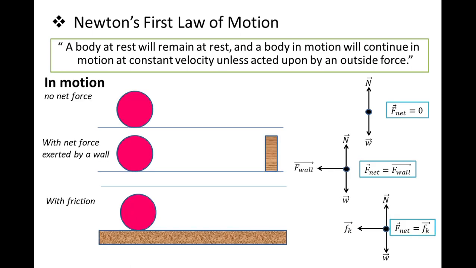Second, Newton's first law also states that an object in motion will continue in motion unless acted on by an outside force. Shown in these animations are the motions of a ball in three different cases. In the first case, the ball is in constant motion and no net force is acting on it, so the ball continues in motion.